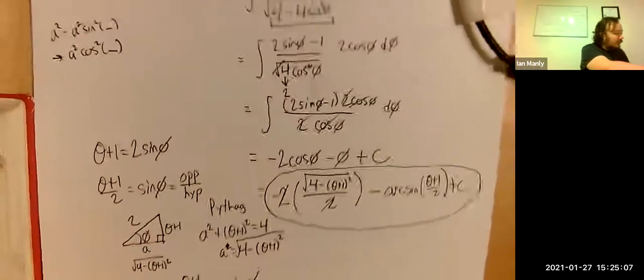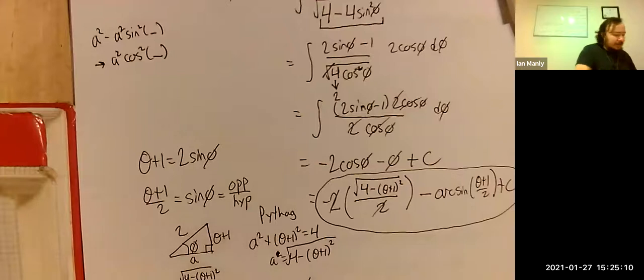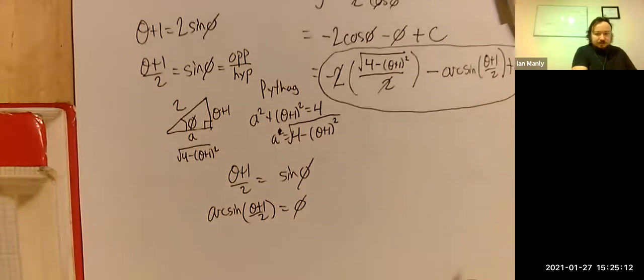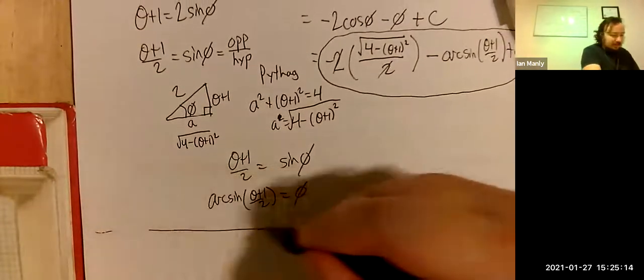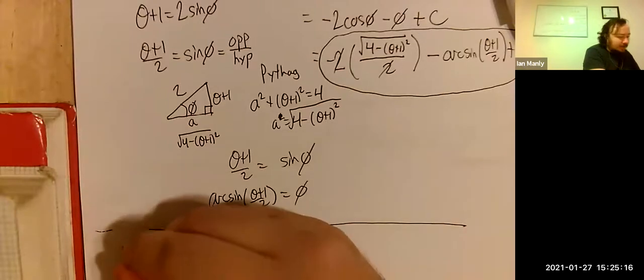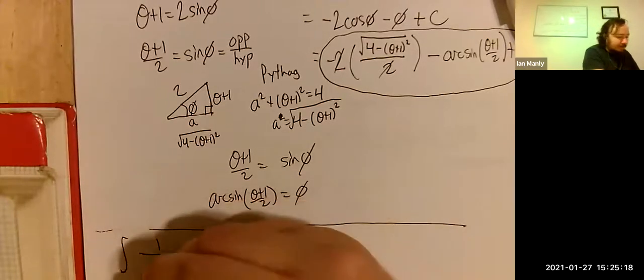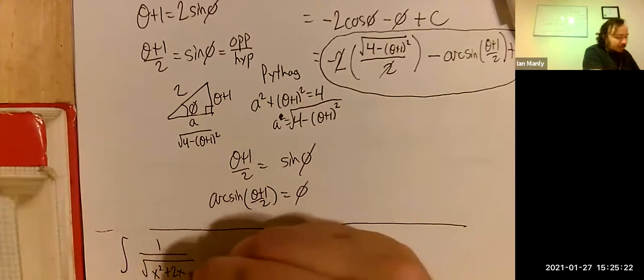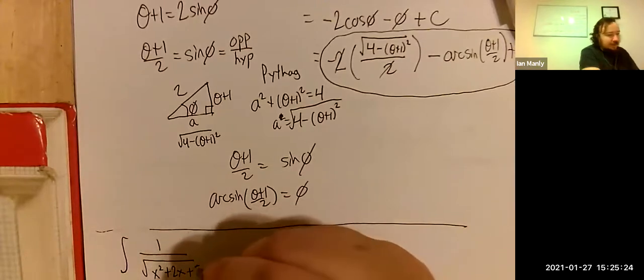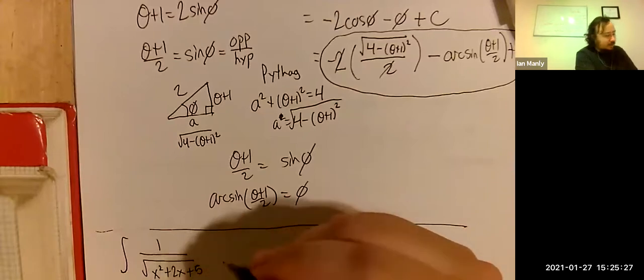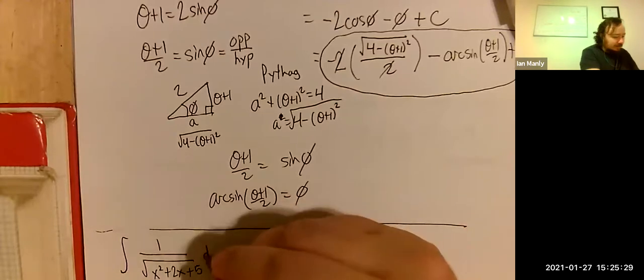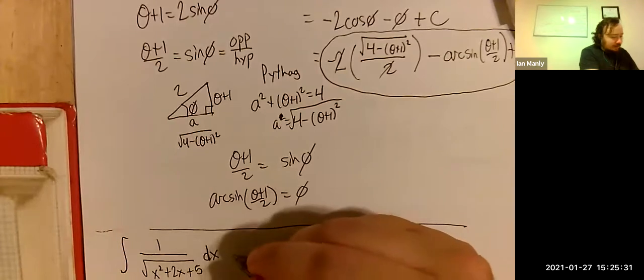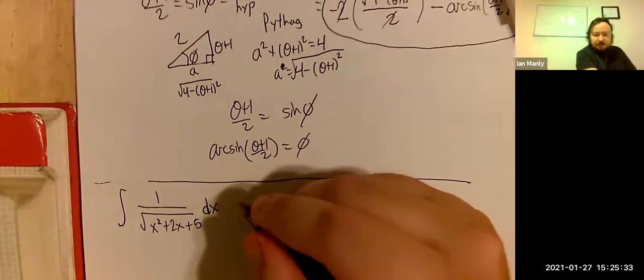All right, now what I want you guys to do is I want you guys to try this as well. Let's go here. I want you guys to do the integral of 1 divided by the square root of x squared plus 2x plus 5 right here. All right, so why don't you guys go ahead and give this a try.